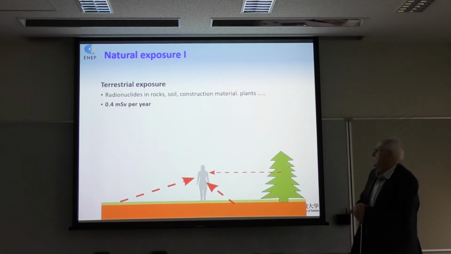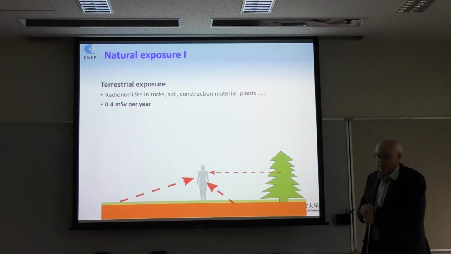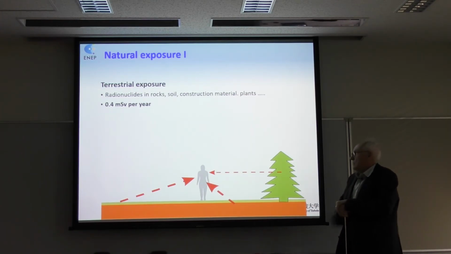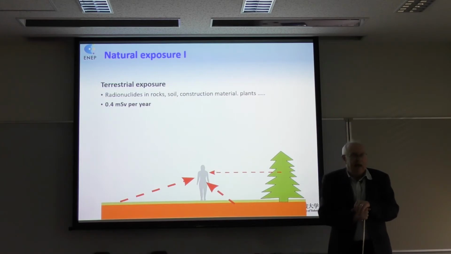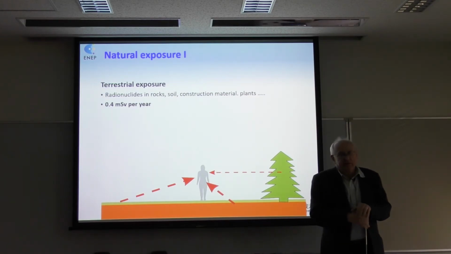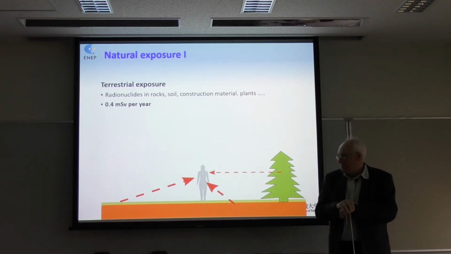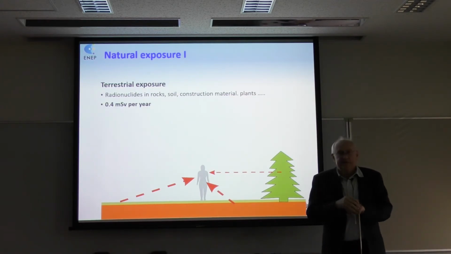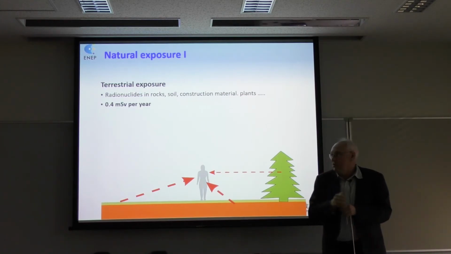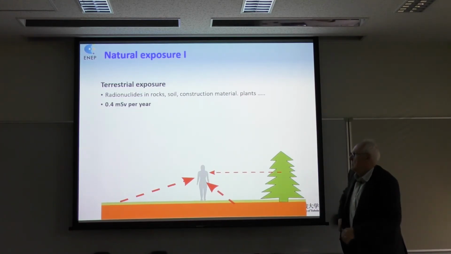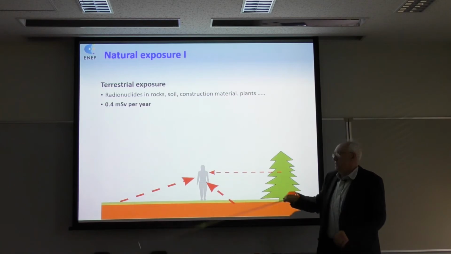So, coming to the exposure from natural radionuclides. The terrestrial exposure is from radionuclides in rocks, in soil, in construction material, in plants. And the activity in this material causes an external exposure to people. In total, on average, it is about 0.4 millisievert per year.